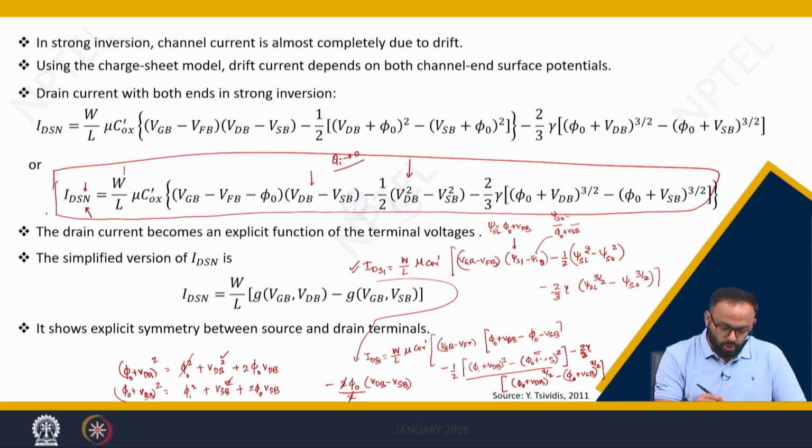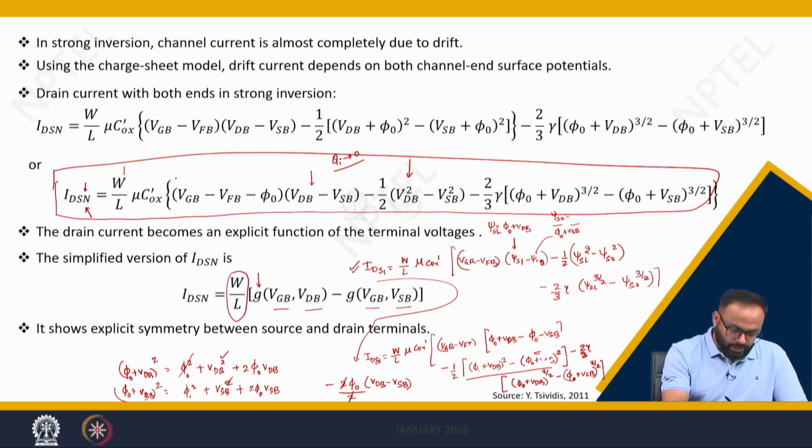I can simply show this equation as W by L, which is the aspect ratio of the device, times some function G as a function of VGB and VDB, minus some function of VGB and VSB.